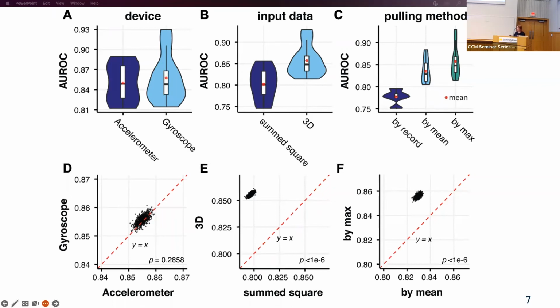And also, because each person has multiple records, we try to compare different methods to pool the record predictions for each person. We found that by pooling the maximum prediction of each person, like the most severe record, it shows better prediction performance than using the mean. So it probably indicates that the most severe walking record for a person has more information to indicate the person's Parkinson's status.